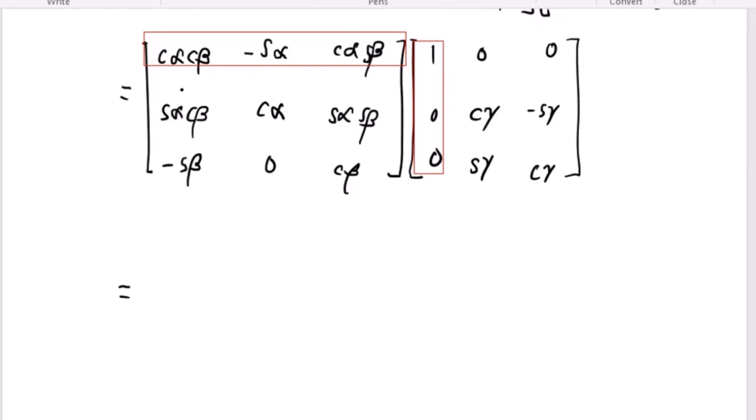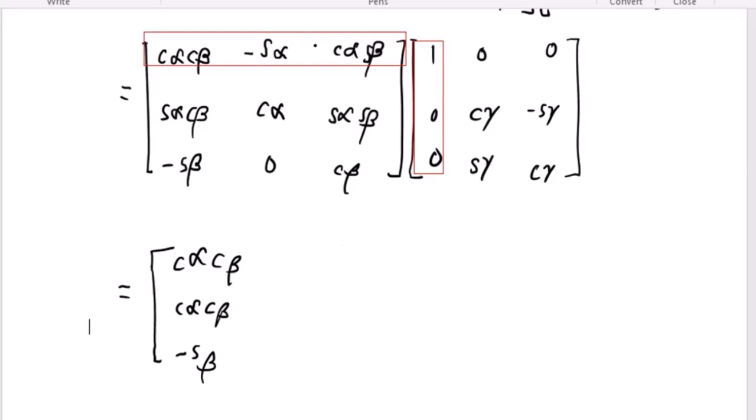Take the values vertical to horizontal. So what you write here is cosine alpha, cosine beta. The rest is 0. Next, you do the same. This is sine alpha, cosine beta. You do the same to the next, and you get negative sine beta.